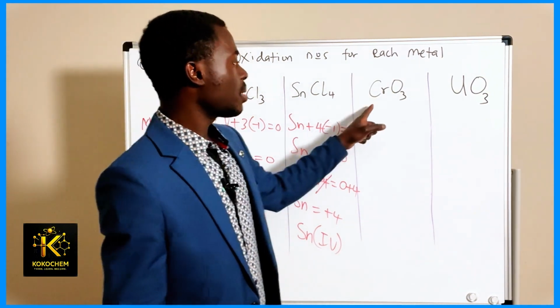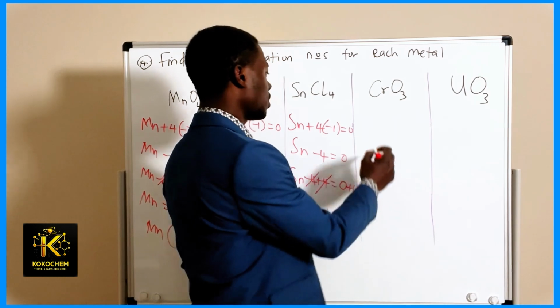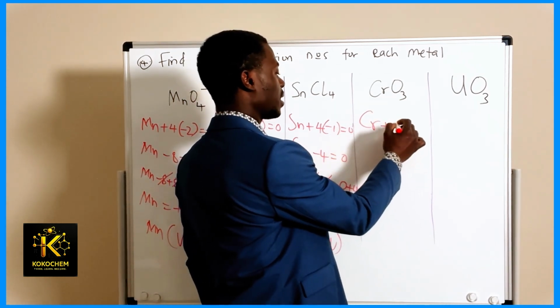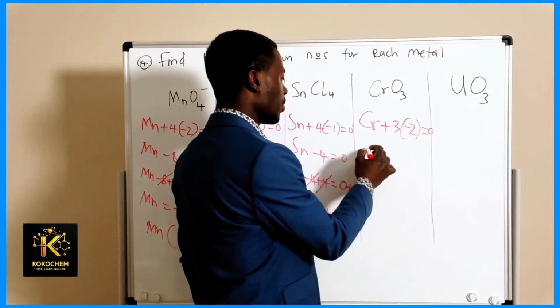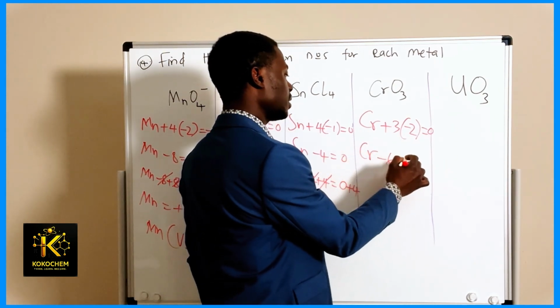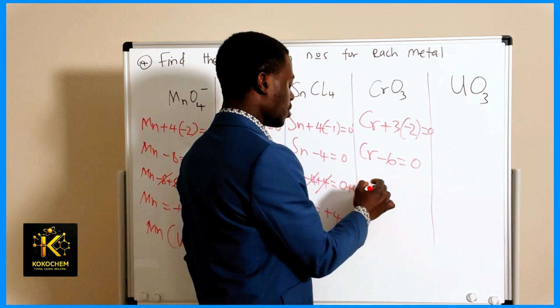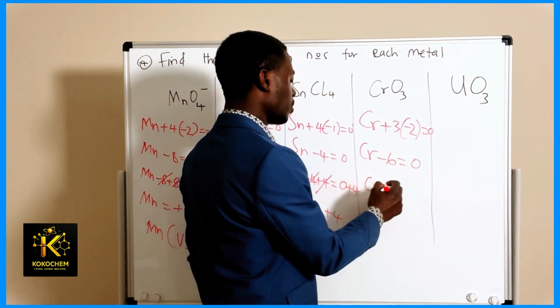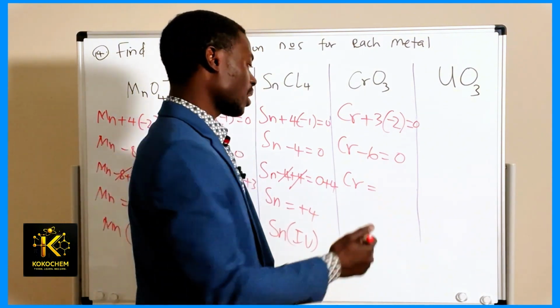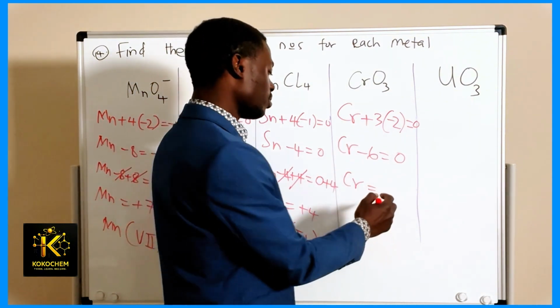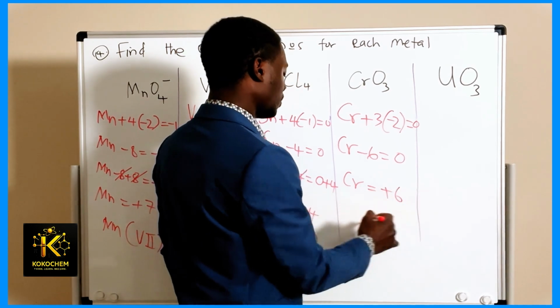Okay? How about chromium oxide? It's going to be Cr plus 3 times -2 equal to 0. You have Cr minus 6 equal to 0. Oxidation state for chromium is going to be, you can also pause the video and give it a shot, okay? So the oxidation state for chromium is going to be plus 6.